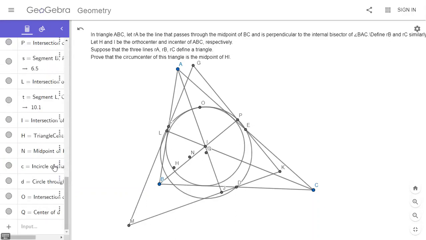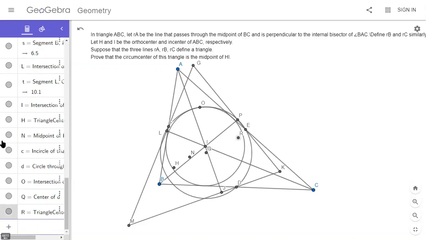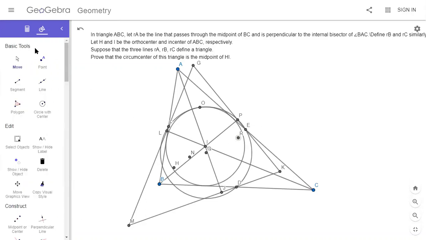I'm going to draw the circumcenter of ABC. What R? So basically RD, RE, and RF are all perpendicular because R is the circumcenter. And not only that, Q is the midpoint of HR, and N is the midpoint of HI. So Q and Q is parallel to IR, yes.